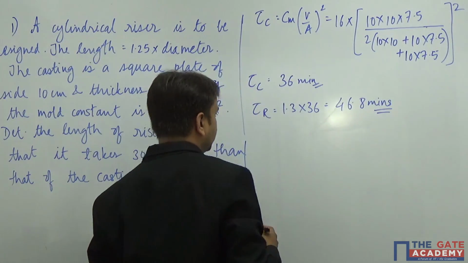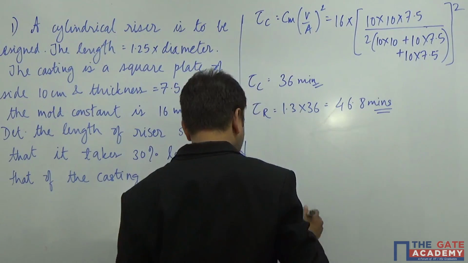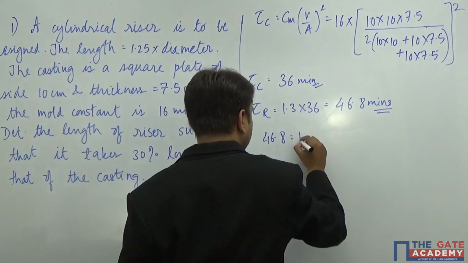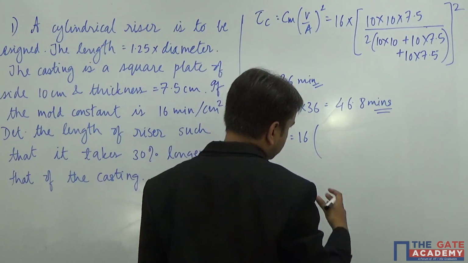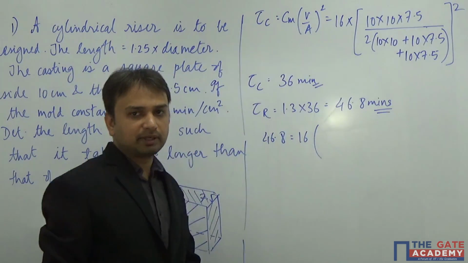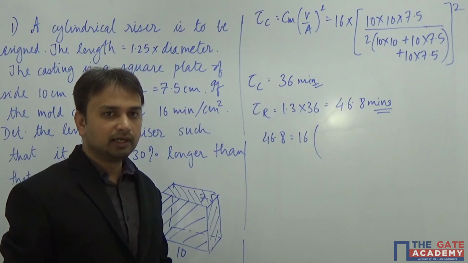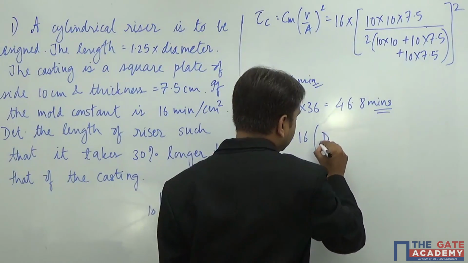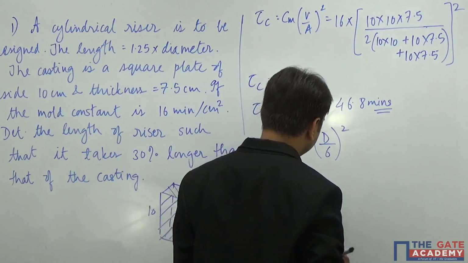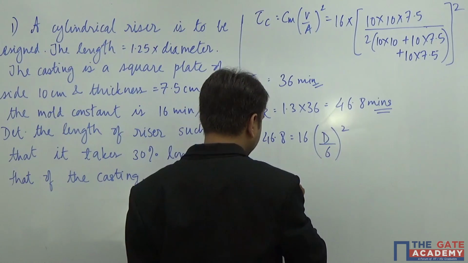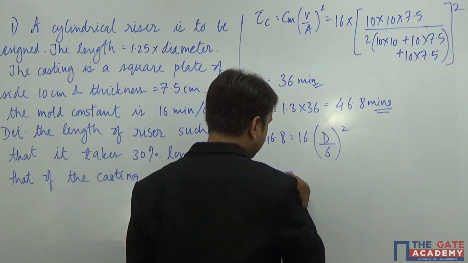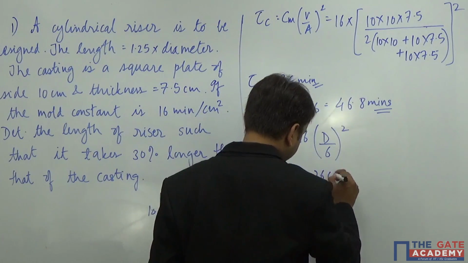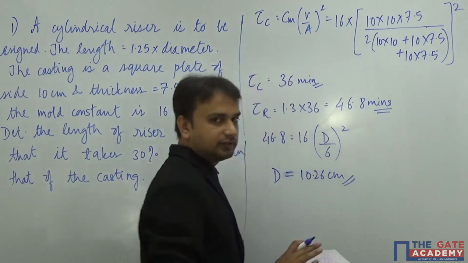Right? Now, we have to find out the dimensions of the riser. So, using the same thing, 46.8 and Cm's value is 16 and V by A. You have read in the modulus method that V by A, this modulus can be simply replaced by D by 6, isn't it? So, I am going to do the same thing here. Let us write down D by 6 and square of it. Okay. Now, from here you can determine the value for D, and the diameter will come out to be, I have a ready answer with me, 10.26 centimeter, right? So this is the diameter of the riser, fine.